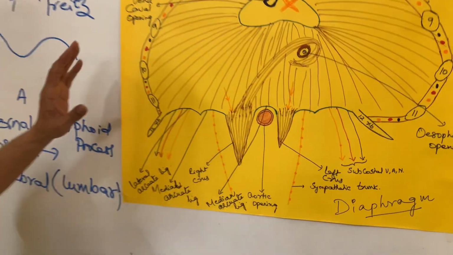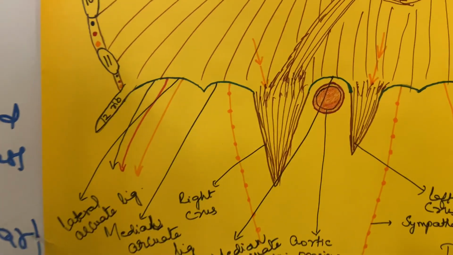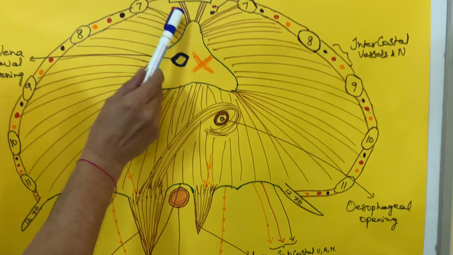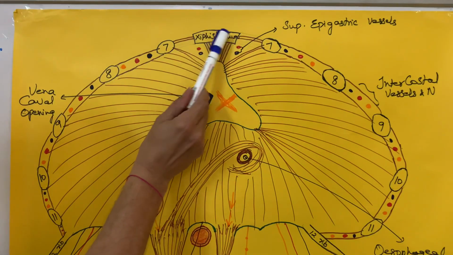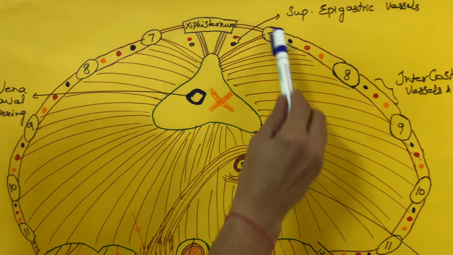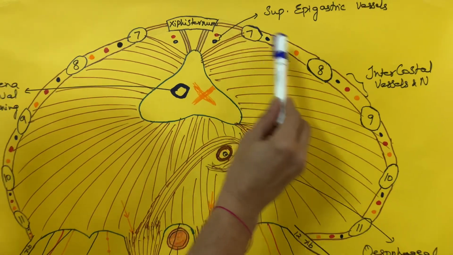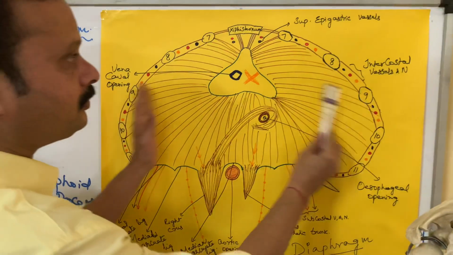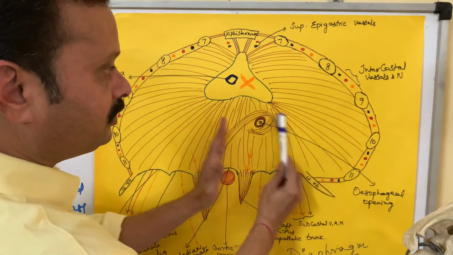So this is all about the origins of the diaphragm. Again I repeat, it has sternal origin coming from the posterior surface of the xiphoid process as two fleshy slips. It has costal origin extending from the inner surface of the lower 6 ribs. So this is costal origin.